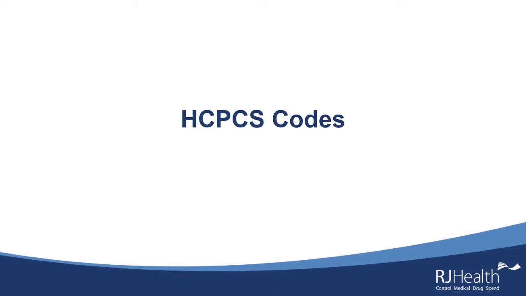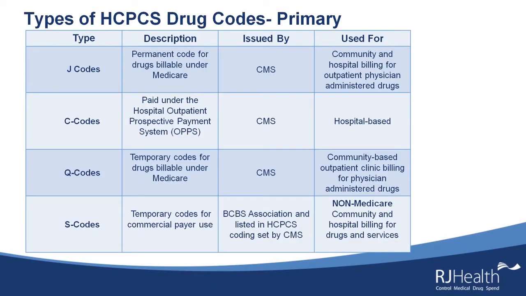So HCPCS codes, as I mentioned earlier, are created by CMS. Typically, they consist of a route of administration, usually injections, since we're dealing with medically covered pharmaceuticals, a generic product name, and then billable unit. Different types of HCPCS codes that we see for primary use are J codes. People kind of use the term HCPCS codes and J codes interchangeably.